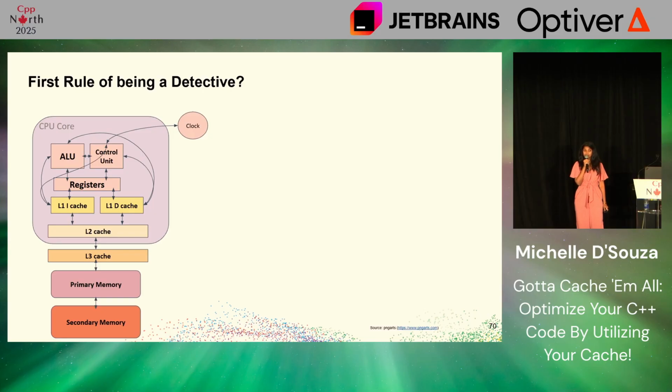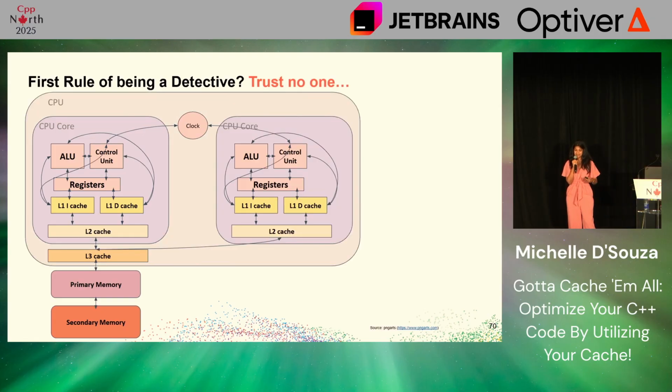So, what is the first rule of being a detective? Yell it out. Trust no one, exactly. Including me, because I showed you a lovely little picture earlier, but the truth is people have multiple cores on their CPU, hopefully, in this day and age, unless you're in embedded systems, I don't know. But normal people have multiple CPU cores. And the thing is, your program might be shifted by your operating system from one core to the other mid-run. There are also other things that run on that core, potentially messing up your timings.